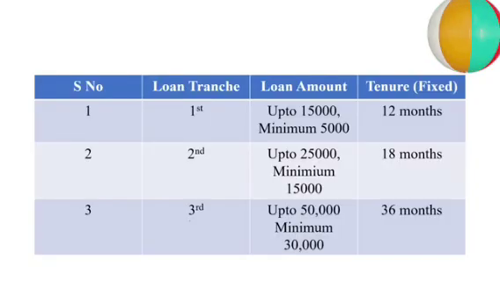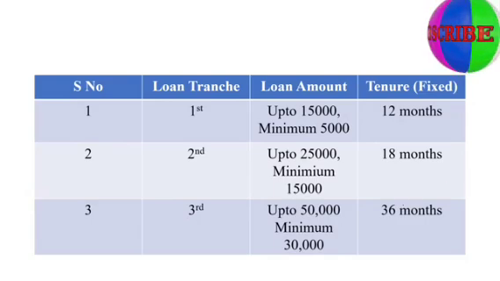What is the loan amount and what is the tenure? There are 3 tranches as earlier in this scheme. This is a revamped PM Samnidhi. Somebody is saying 40, somebody is saying 60, somebody is saying 55. No, no maximum age. So what is the loan amount? Minimum 5,000, maximum 15,000 in first tranche, and tenure is 12 months.